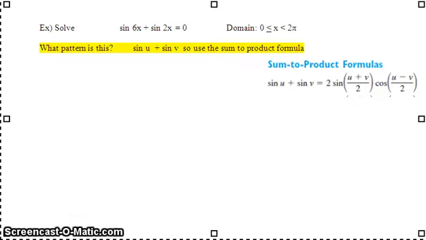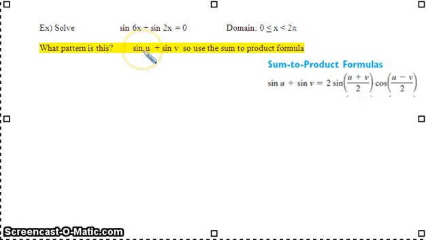Okay, next problem is a little bit different because it's asking us to solve, but it says the sine of 6x, so it's 6 times an angle, and then this is the sine of 2x, so it's 2 times an angle. So I would assume, you know, the first instinct is to think about the double angles, but then this would be 3 times a double angle.